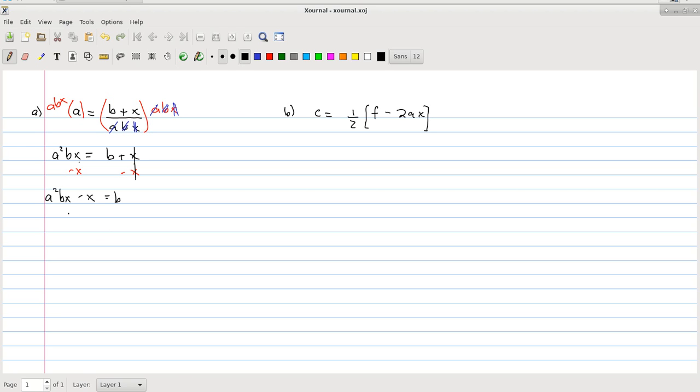Now everything on the left-hand side has an x in common, so we can factor it out. We factor the x out of the first term, we're left with a squared b. We factor the x out of the second term, we've got nothing left over but a 1.